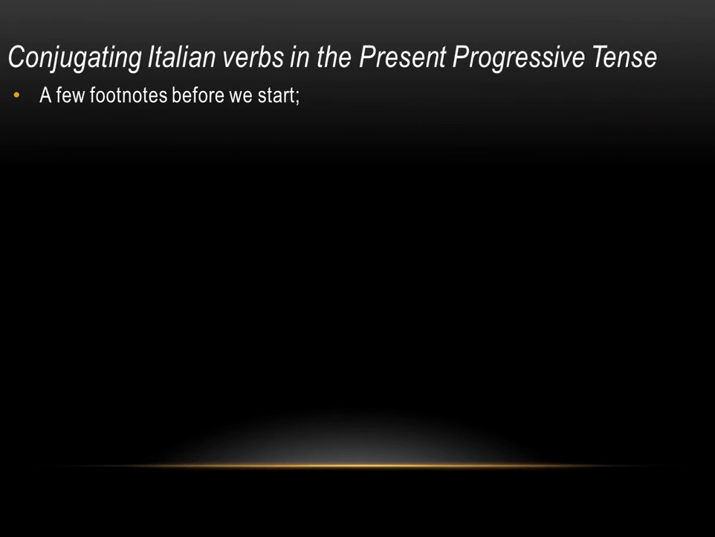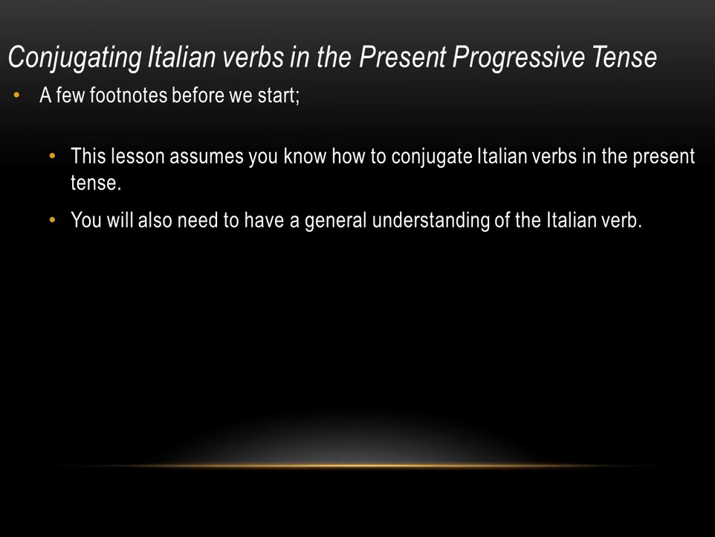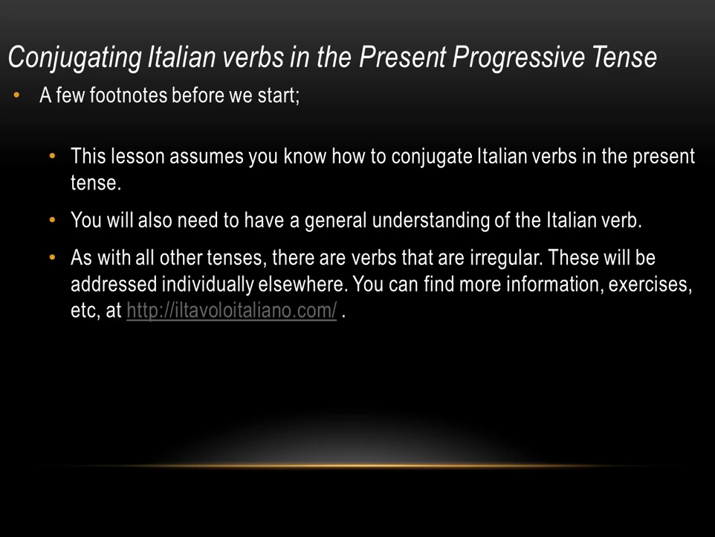A few footnotes before we start. This lesson assumes you know how to conjugate Italian verbs in the present tense. You will also need to have a general understanding of the Italian verb. As with all other tenses, there are verbs that are irregular. These will be addressed individually elsewhere.